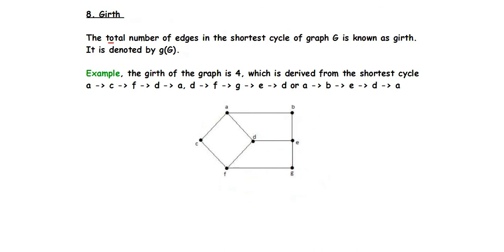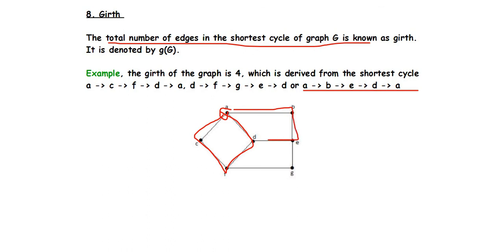So next is your girth. Girth is the total number of edges in the shortest cycle, as opposed to the longest cycle. That is A to C, C to F, F to D, and D to A. That's the shortest cycle from the point of A. In a similar way, we even have A to B, B to E, E to D, and D to A, which means traversing the shortest path to reach the destinations.